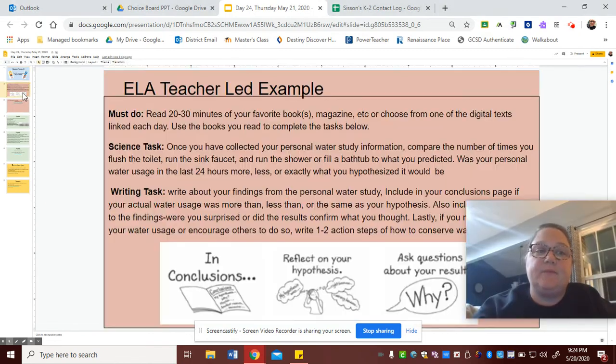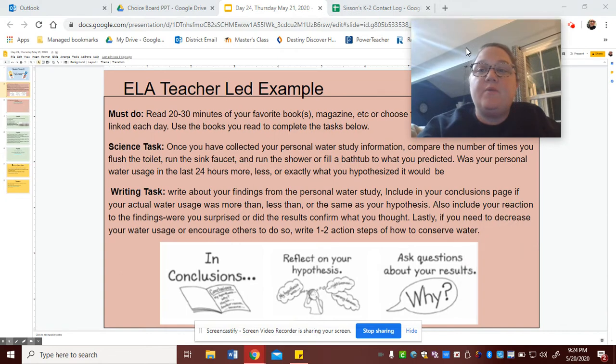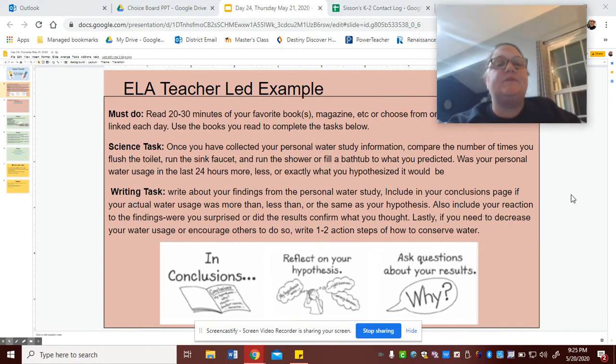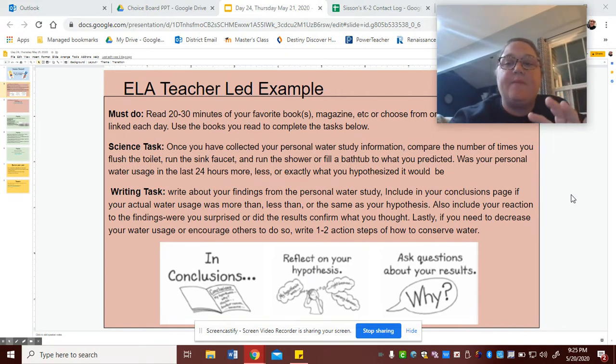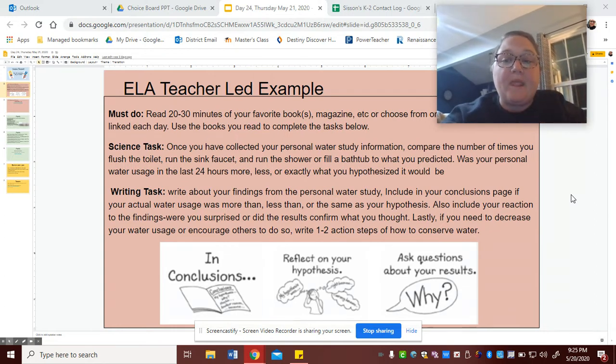Okay. So in ELA, you've been working on water and water usage at your house. You should have your tally chart from 2 days ago, where you're tallying up how many times you flush the toilet and you run the sink and you fill up the bathtub or take a shower. So today you're going to write about that prediction.